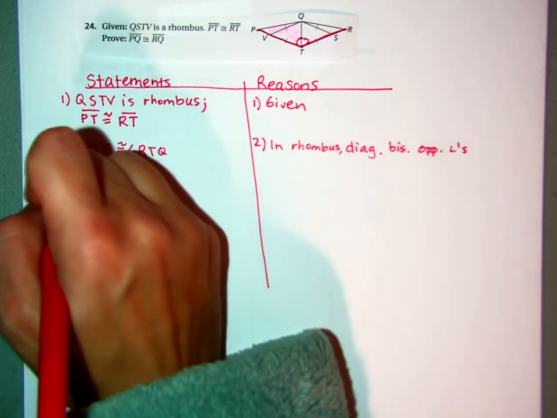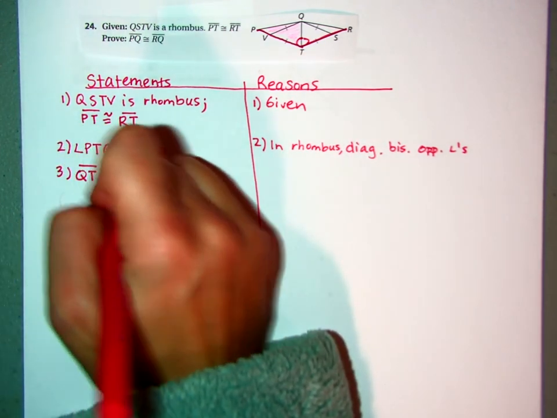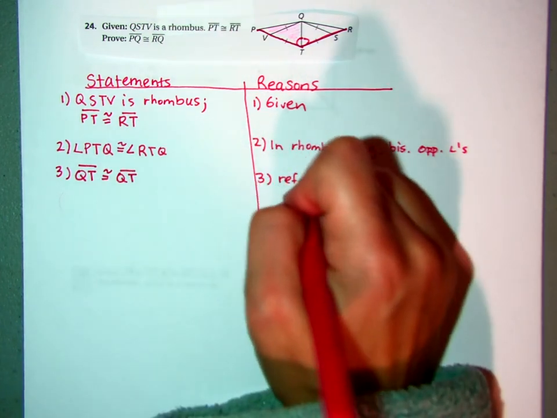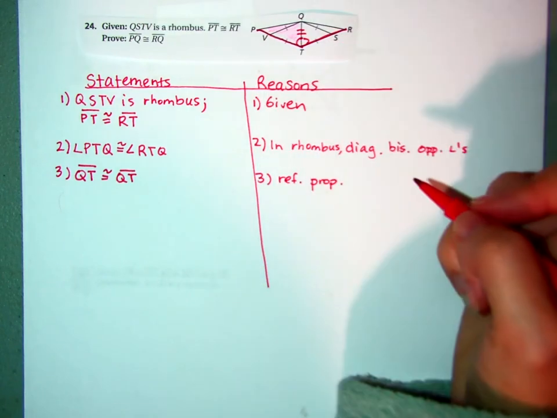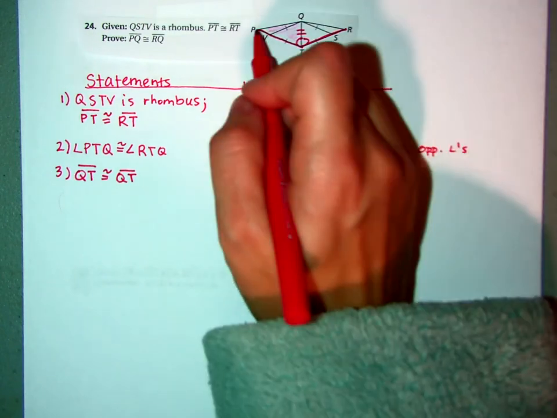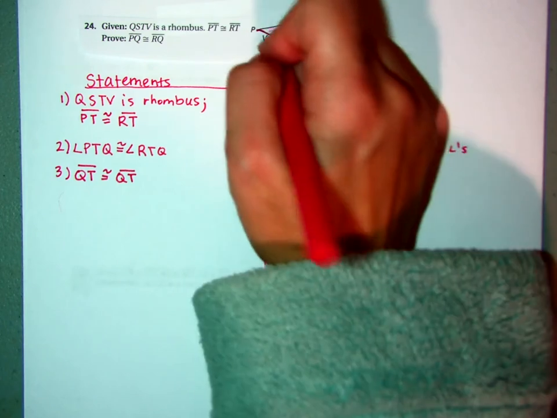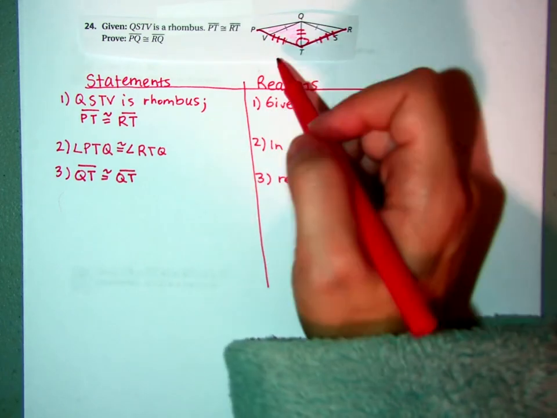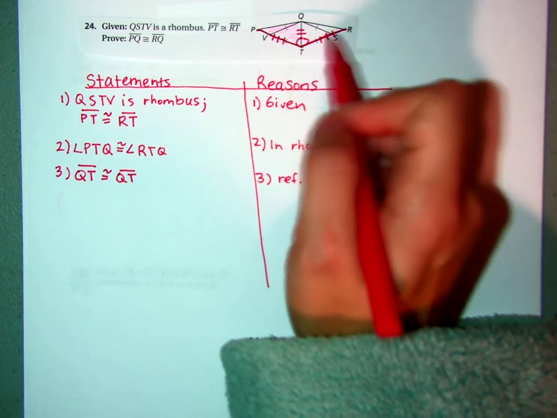The next thing I need then is I can say that QT is congruent to itself. The reason is the reflexive property. So this is congruent to itself. And I already know from the given statement that this was congruent to this. So technically I could put 3 there to say I already know those two are congruent. Well, because of that now, I have enough information to say this pink triangle is congruent to this white triangle.